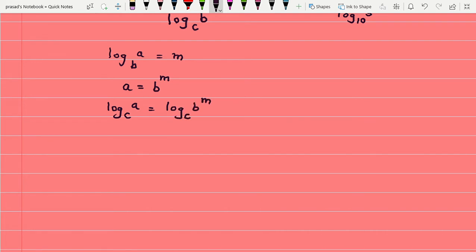So on the right hand side I will use the index law of logarithm. I will get m down and multiply it to the logarithm. So log of a to base c is equal to m times log of b to base c. And I will substitute back for m. What is m? Log of a to base b.